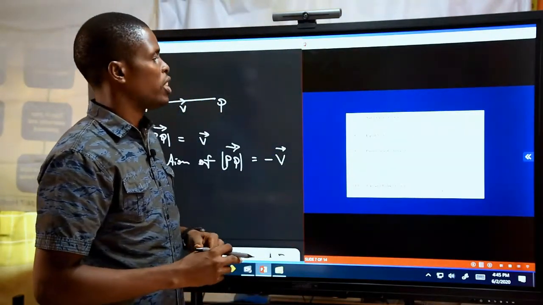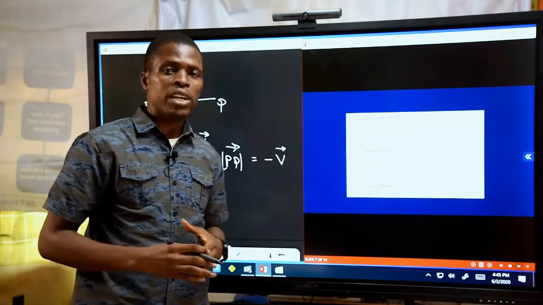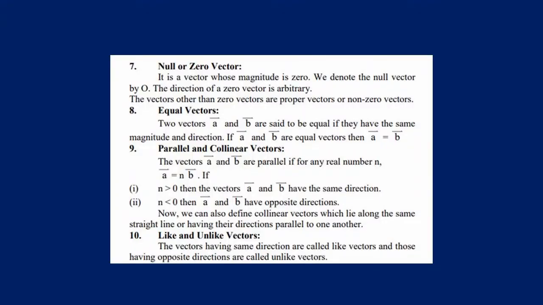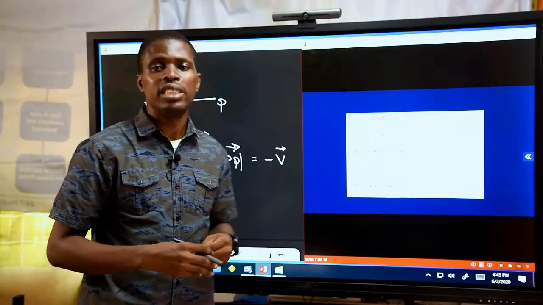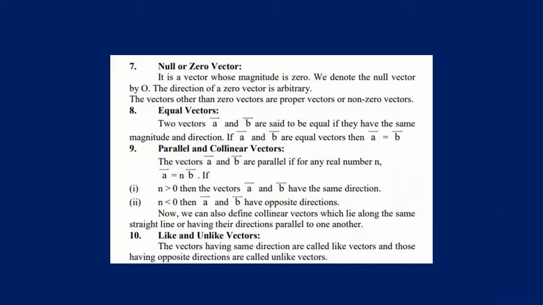We have the null or zero vector. A zero vector or null vector is a vector whose magnitude is 0. Okay, we are going to consider that when we start the mathematical application. We denote a null vector by the term 0. The direction of the zero vector is arbitrary, that it doesn't have any specified direction.